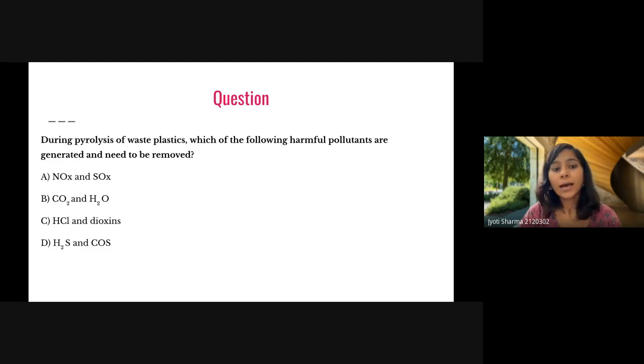Okay, so I'm starting with different processes and how different processes are giving you dangerous gases or particulate matter in the environment. So one of the processes is pyrolysis. So during pyrolysis of waste plastic, which of the following harmful pollutants are generated and need to be removed? So we have four options: NOx and SOx, CO2 and H2O, HCl and dioxins, H2S and COS. So you have to give me the answer in your chat box.